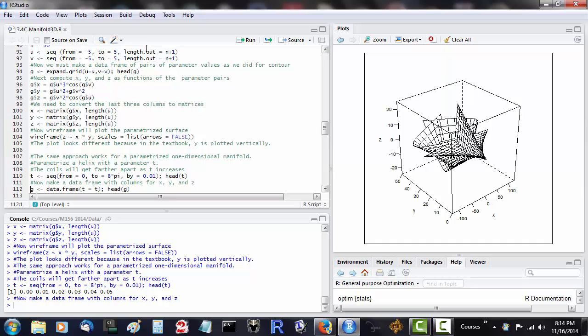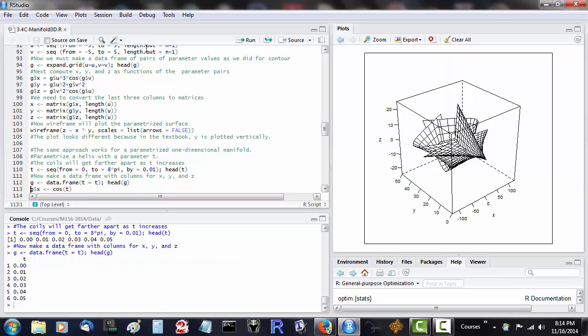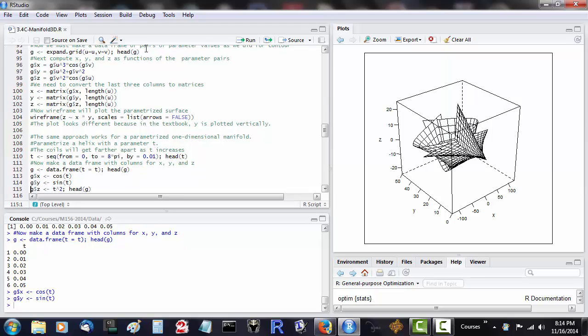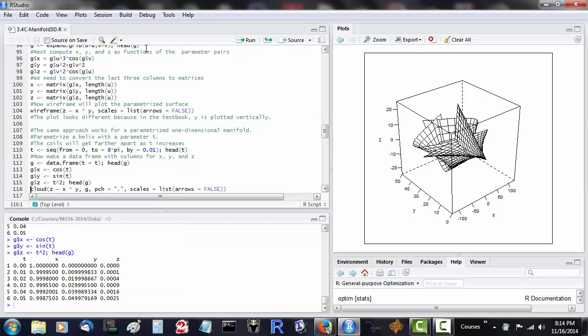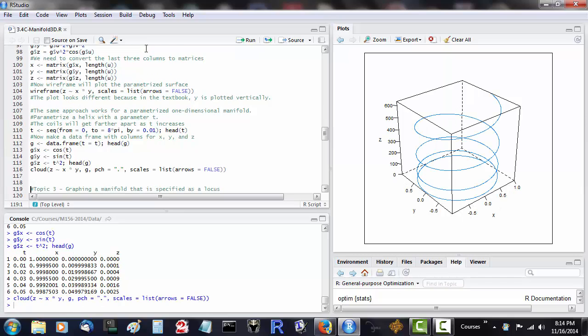How do I do it? I start by making a data frame that has just a single column for my single parameter. Then I specify x as the cosine of t, y as the sine of t, and z as t squared. I look at what I've got, a column for the parameter value, a column for the 3 Cartesian coordinates, and now, since these are already matrices, I can just pass them along to cloud and there is my helix, and you can see the coils are indeed getting farther and farther apart.